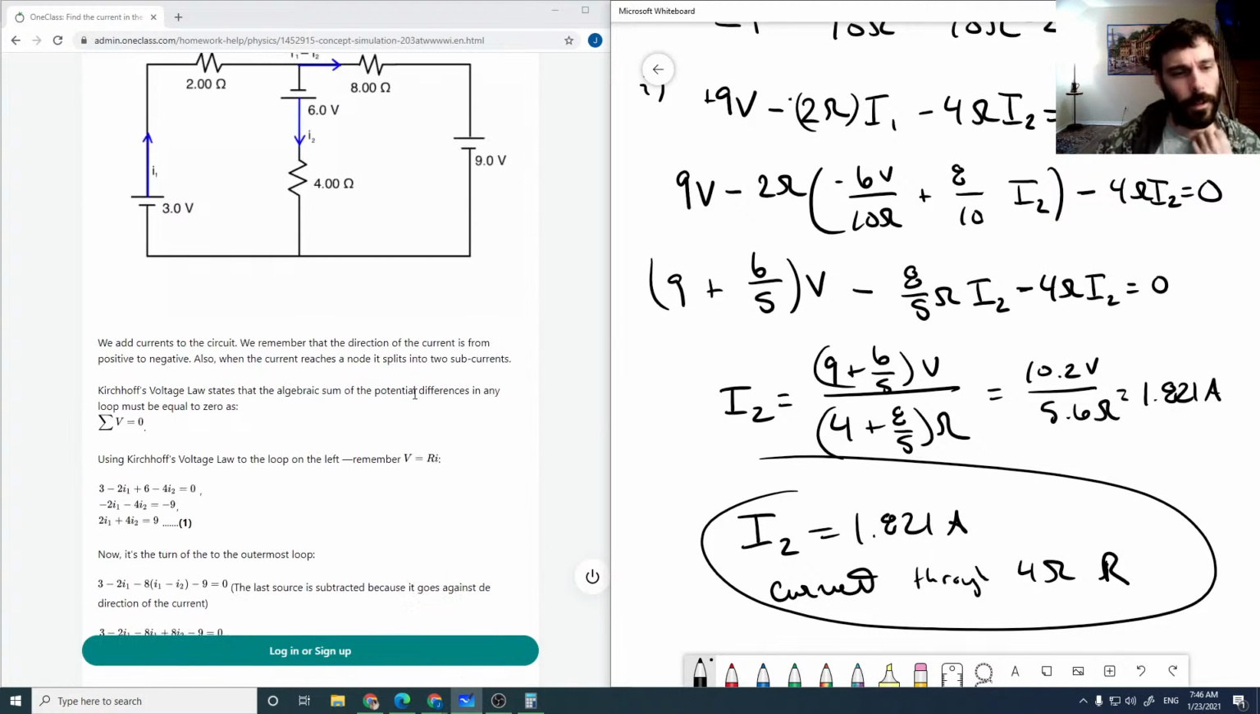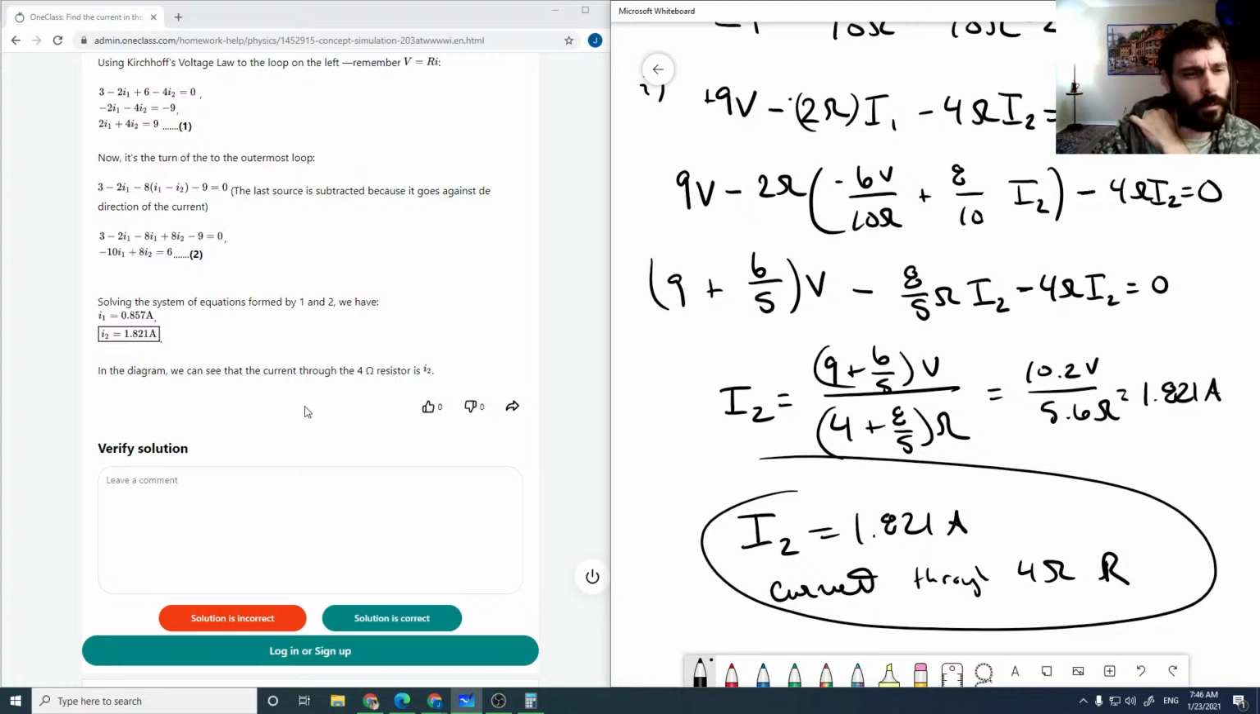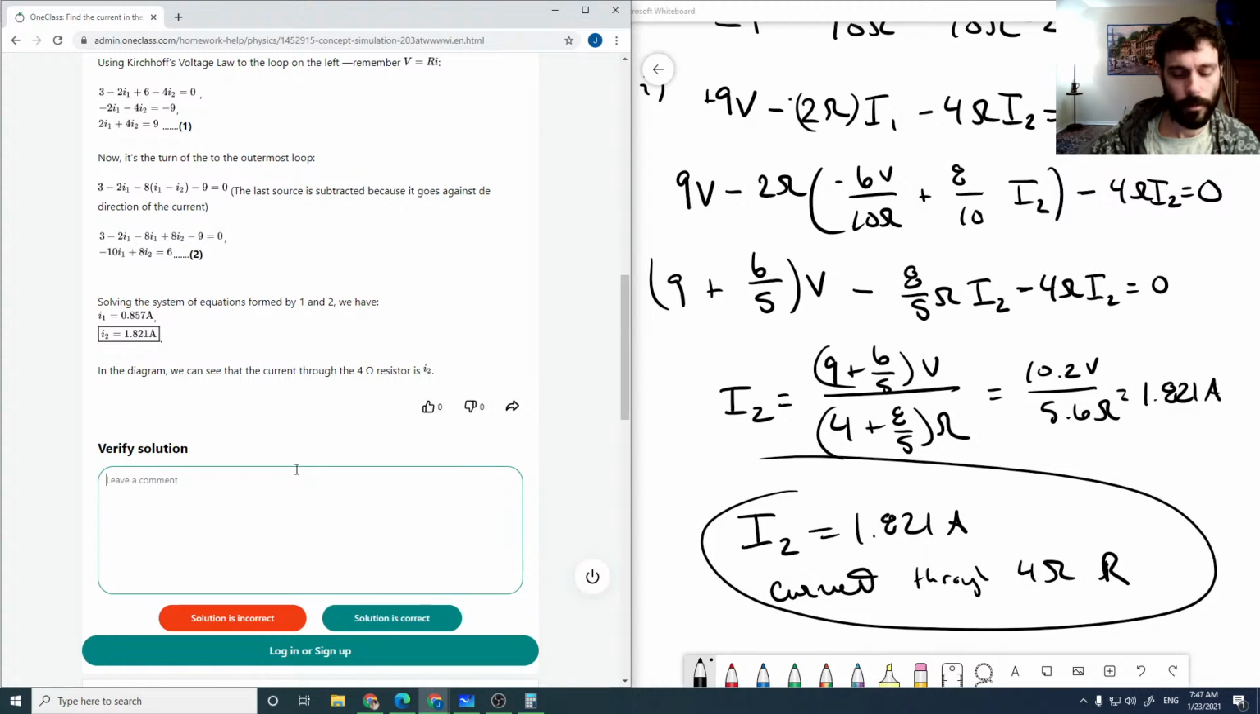Checking through our solution here. So we want to use a couple Kirchhoff loops, and then we get 1.821 amps. So that looks good.